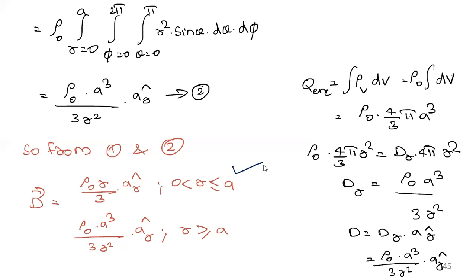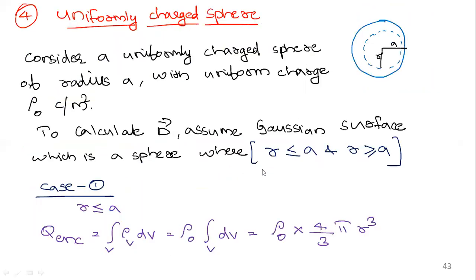Okay, so I think it's clear for you. Uniformly charged sphere, two conditions: r less than a and r greater than a. So that is how we consider the Gaussian surface. One Gaussian surface will be for the condition r less than a, and the next Gaussian surface will be r greater than a. So both cases you will find out.